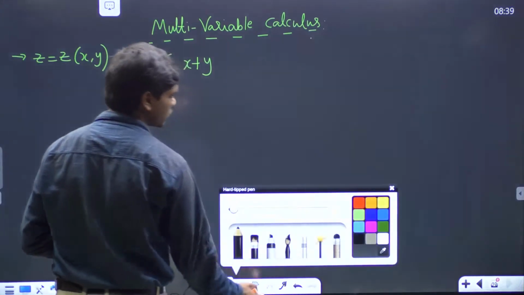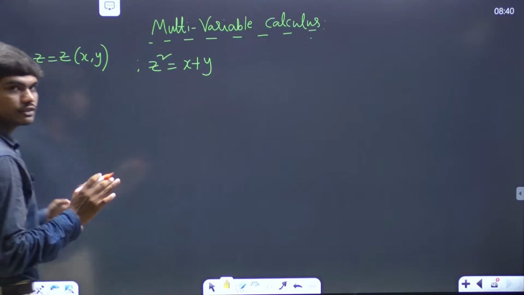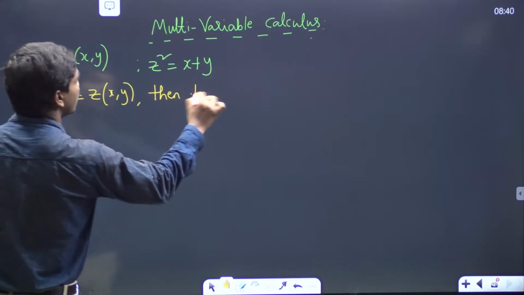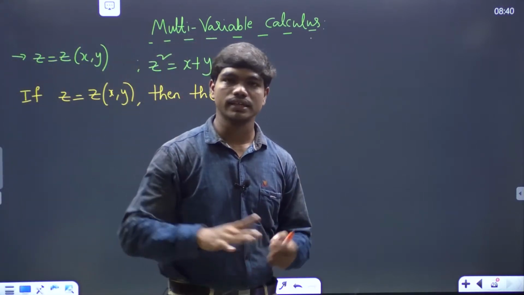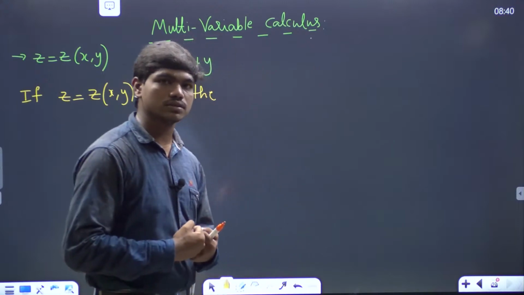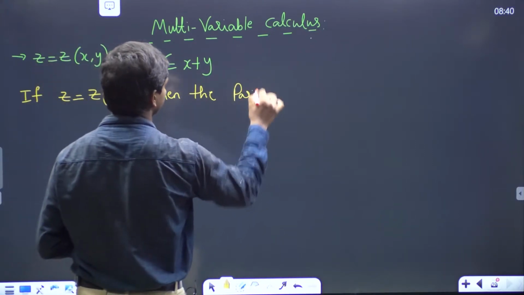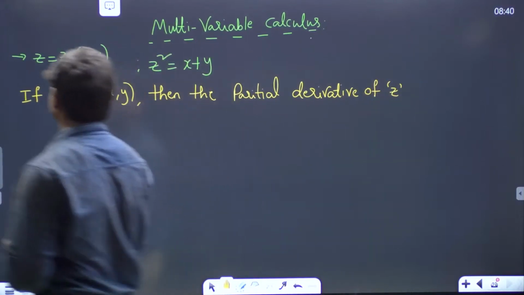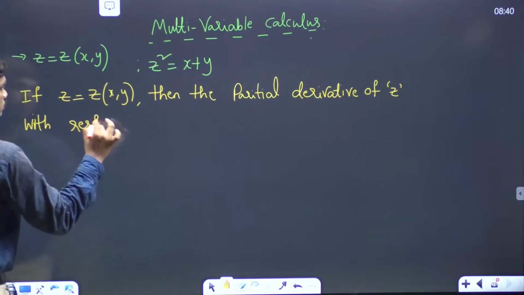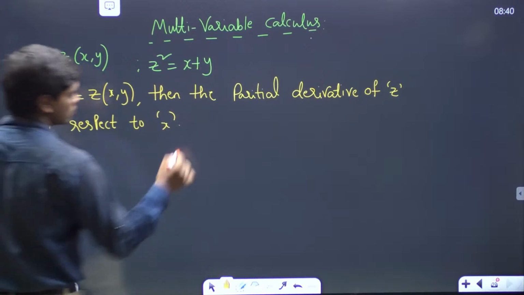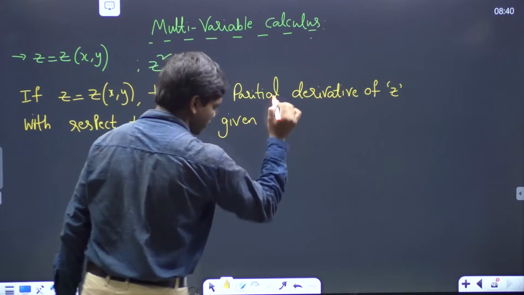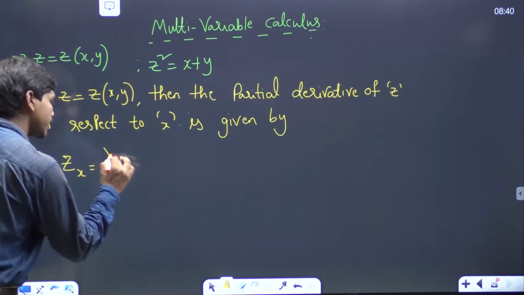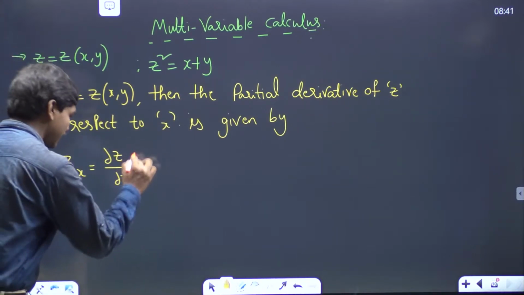If you want to write the definition of limits and all again for multivariable calculus, I'm straight away writing the differentiation formulas. If z is equal to z of x comma y, then when there is only one variable, we write differentiation, but when there are multiple variables, we write something called partial differentiation. Then the partial derivative of z with respect to x is given by zx. This is how you represent differentiating z with respect to x partially. This is also represented as dou z by dou x at y is equal to constant.